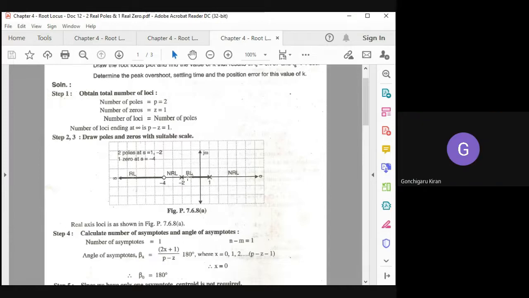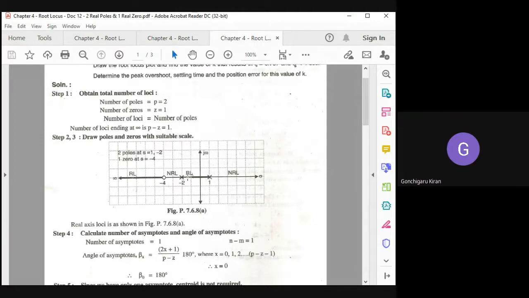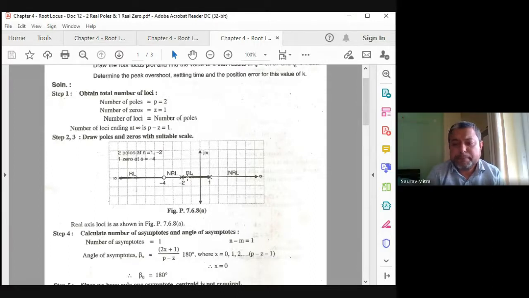One pole, sir. One pole. One is an even number or odd number? Odd number. That means it will be on root locus. Understood now? Yes, sir. Take -5.